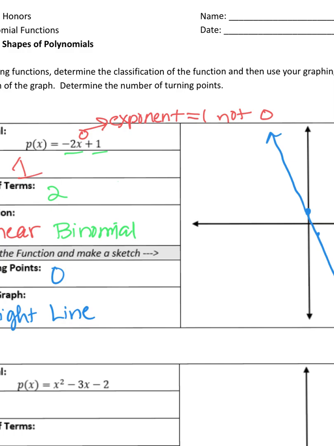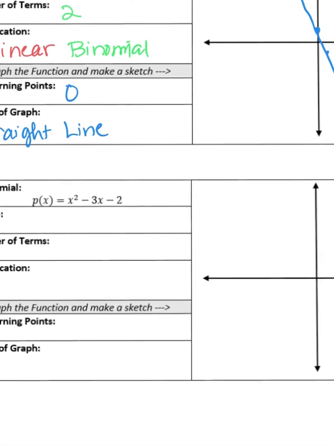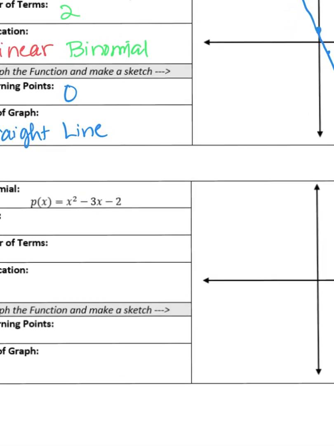Okay, so you're going to go ahead and go on to number 2. Telling me that the degree is the largest exponent 2 and that there are 3 terms, and then going ahead and classifying that. Once you finish with this page, there is a conclusion page for you to work on.